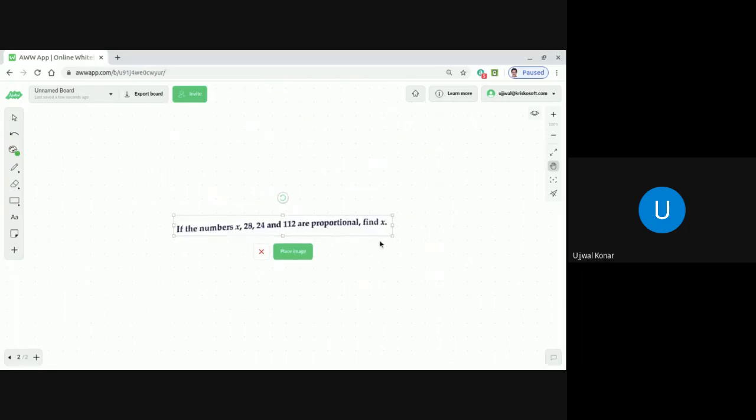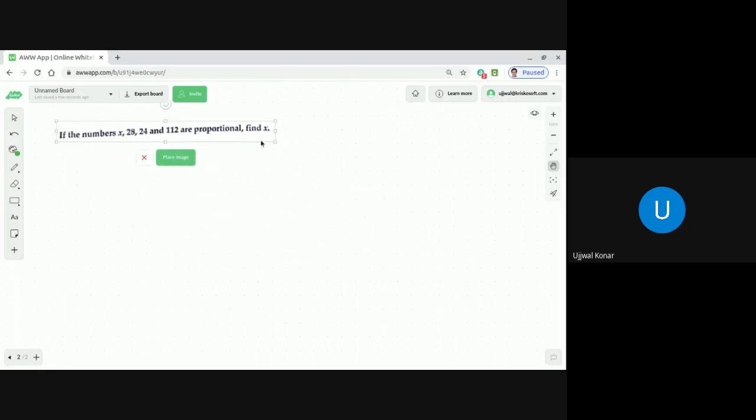So as you see the first question: if the numbers x, 28, 24 and 112 are proportional, find the value of x. Is the question clear? Yes, sir. Please solve it. Any difficulty, please do let me know. This is question one. If the numbers x, 28, 24 and 112 are proportional, find the value of x.